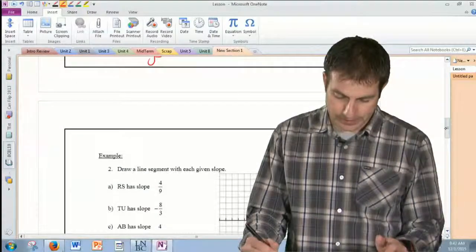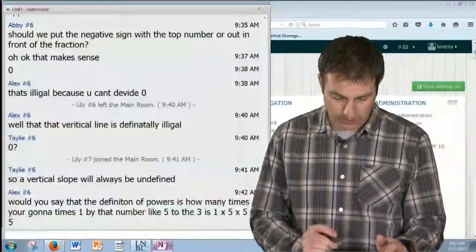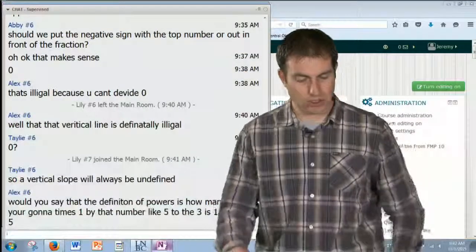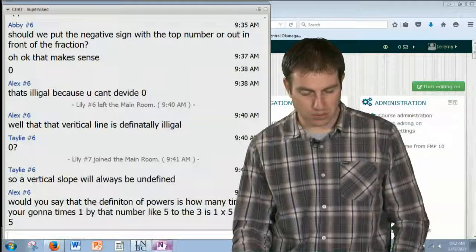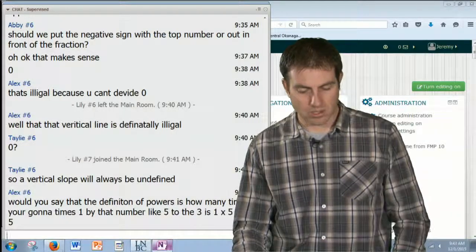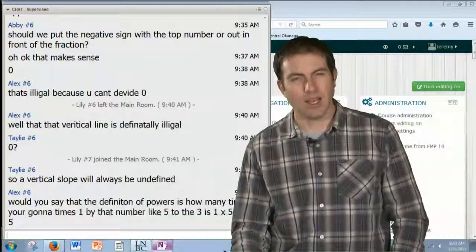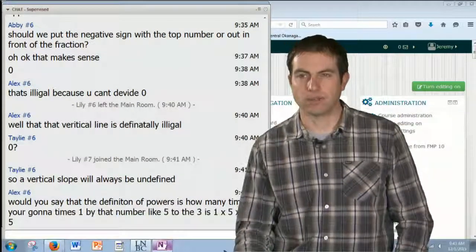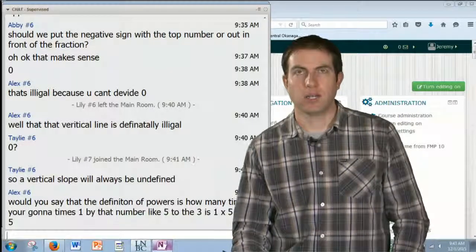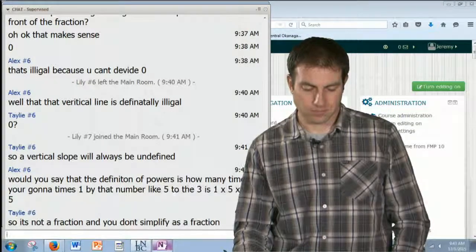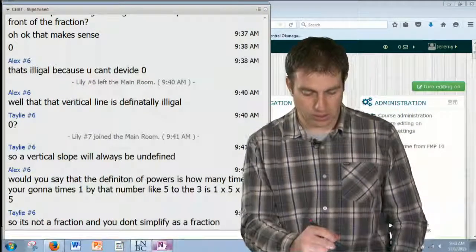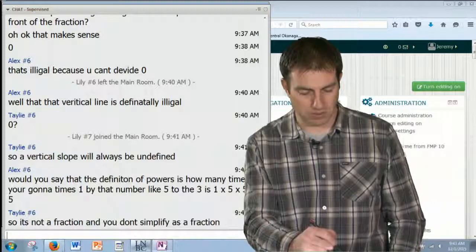Let's mosey on to the next example here. Alex has another thought-provoking question. Would you say the definition of powers is how many times you're going to times 1 by that number? Like 5 to the 3 is 5 times 5 times 5. I'm confused as to why. I don't think that sort of as a definition works. Because, I mean, I guess it could. You can multiply by 1 if you wanted. I don't know. Strange question. I don't know where that's coming from.